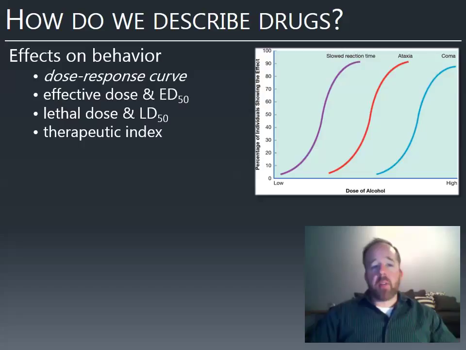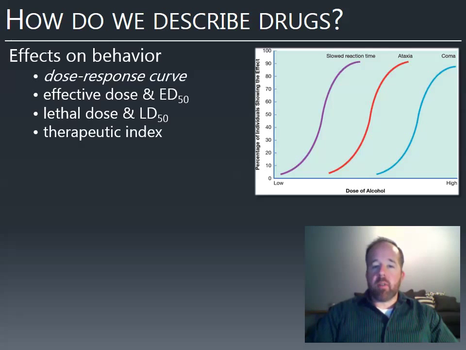Now you can combine these two measures into what's called a therapeutic index. And all that is, it's the ratio of the LD50 to the ED50. So how much is required to kill the individual compared to how much is required to be effective. Now that number is always going to be greater than 1 because it always requires more of the drug to kill the person than to affect the person in some way.